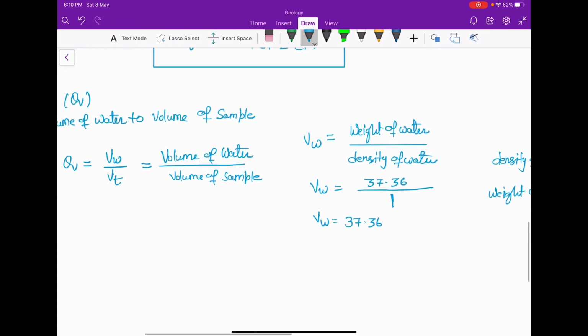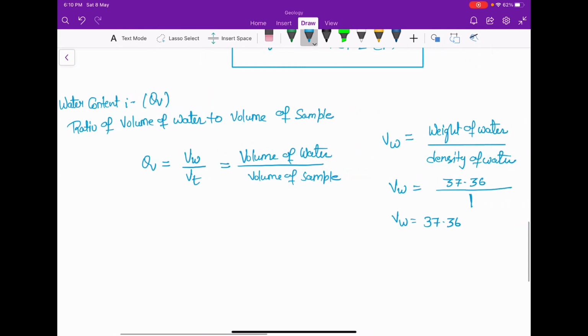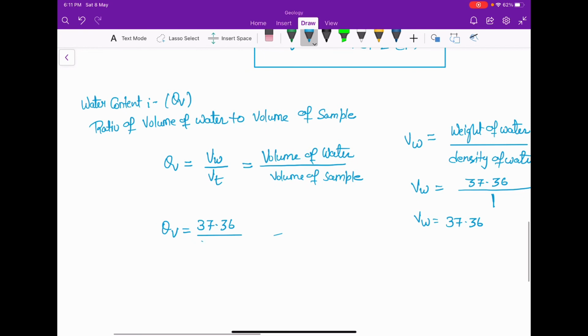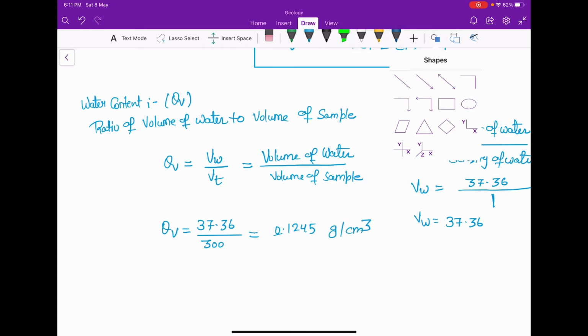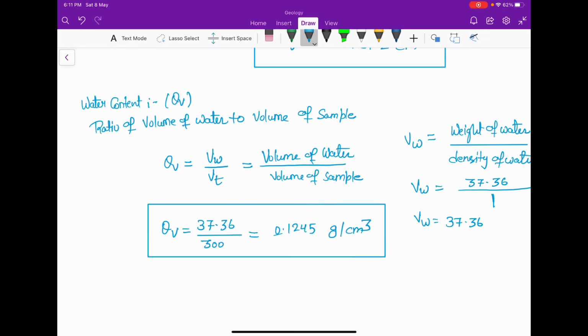So the volume VW becomes 37.36. Now water content, theta V, is equal to the volume of water, 37.36, divided by the volume of the sample, that is 300. So this will give 0.1245 gram per centimeter cube. So the water content will be 0.1245.